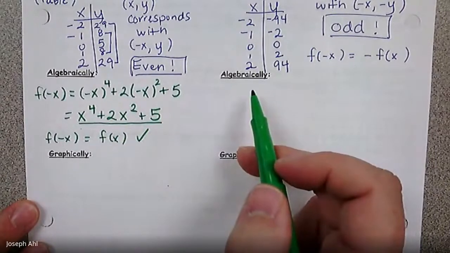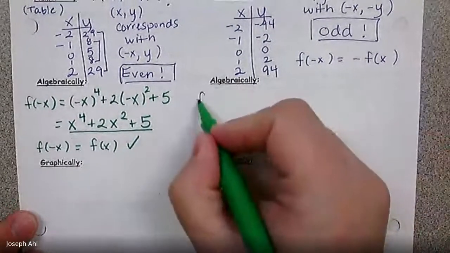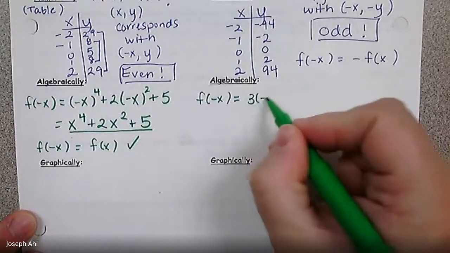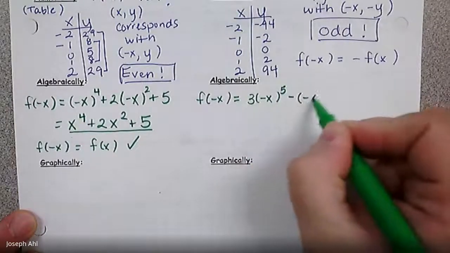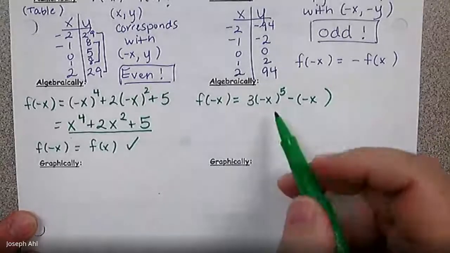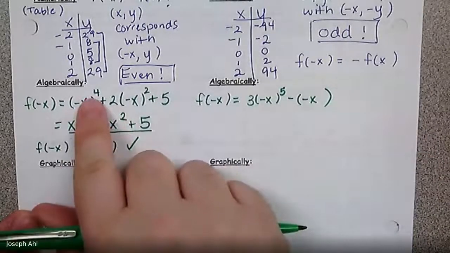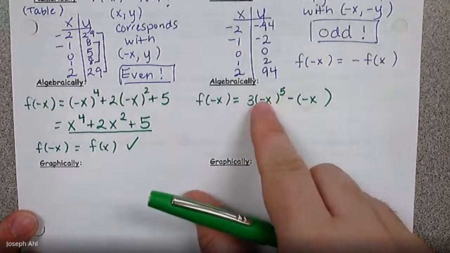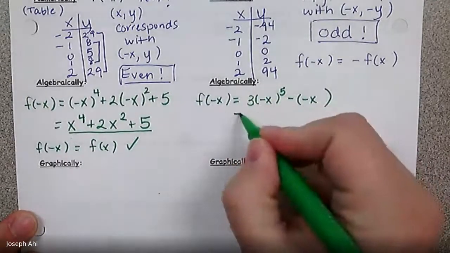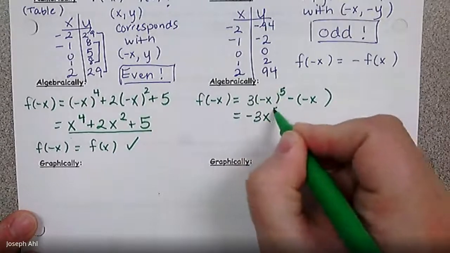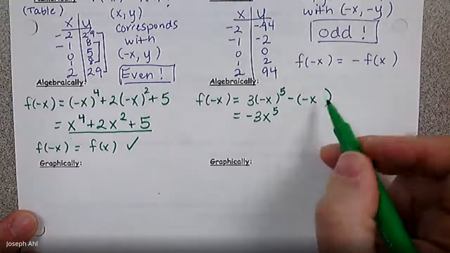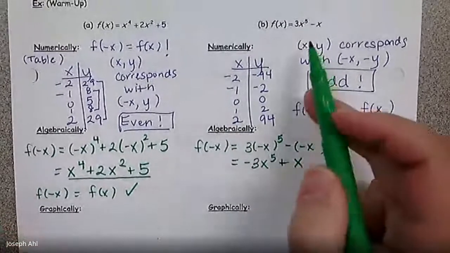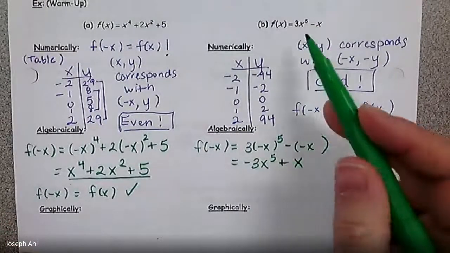So how am I going to algebraically confirm odd? Similarly, let's do f of -x on this side. So that would be 3 times -x to the fifth minus -x. Now, on the other hand, if raising a negative to an even exponent made it positive, raising a negative to an odd exponent should make this coefficient out here negative. So this is going to become -3x to the fifth. And when I negate -x, that's now positive x. If I compare this to the original equation, notice how these are not a match.